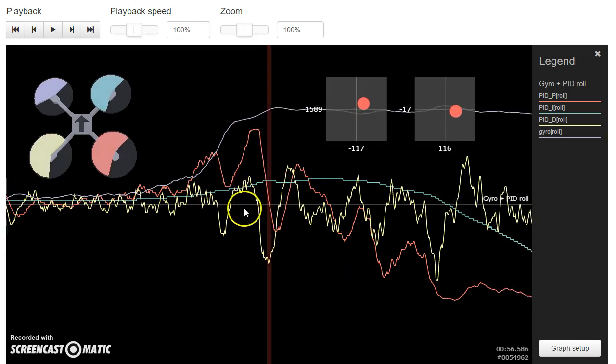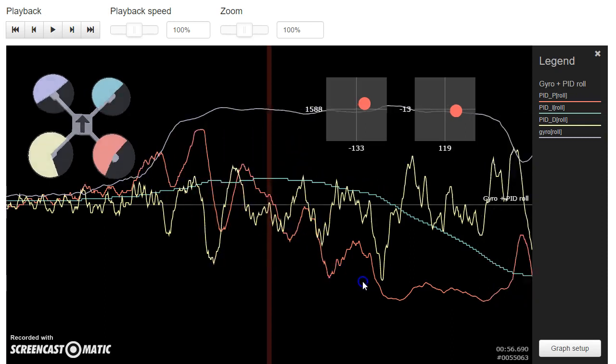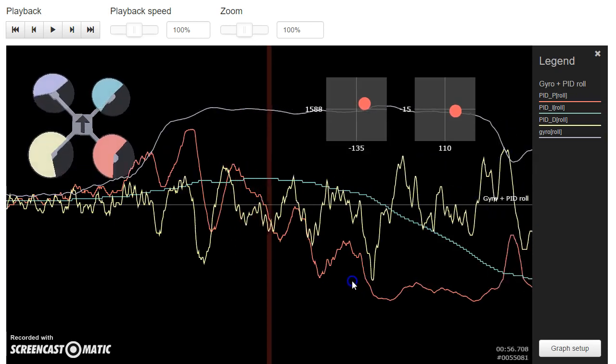Look at the previous video I posted where it looks almost like a regular sine wave. This is irregular. It is not regular in amplitude, nor is it regular in frequency. So this is not an excess P gain oscillation. This is just sort of wandering around.